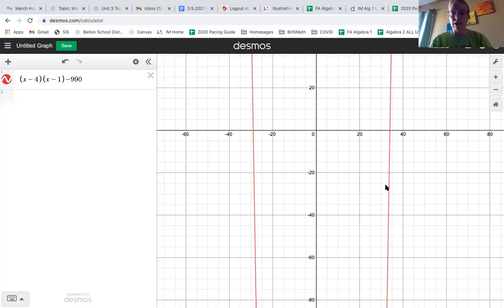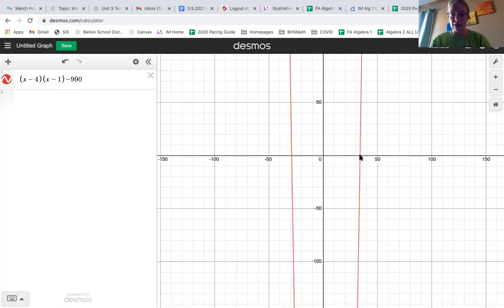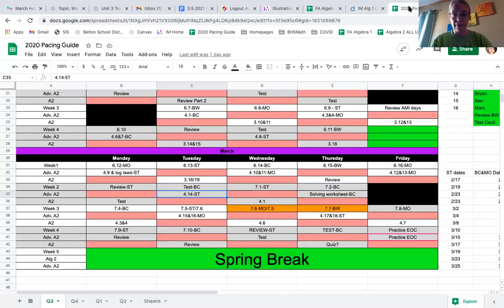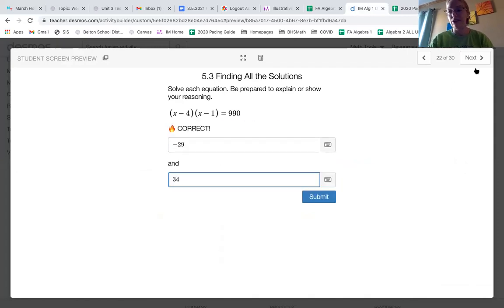Okay, now if you scroll out a lot, you're going to be able to see that this parabola is really big, but I'm only looking for the x-intercepts. So once I can see them on my graph, I really don't need to go out any further than that. So my answers look like I have 34 as one of them, and the other one is right there at negative 29. Sorry, negative 29 and 34. Okay, again, order doesn't matter. I don't care what order you write them in.